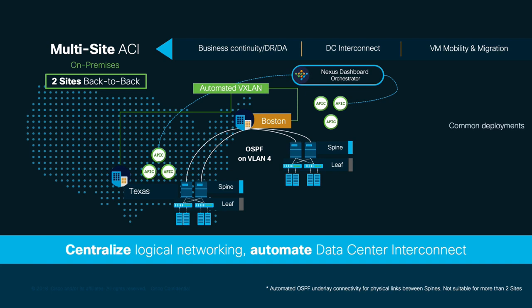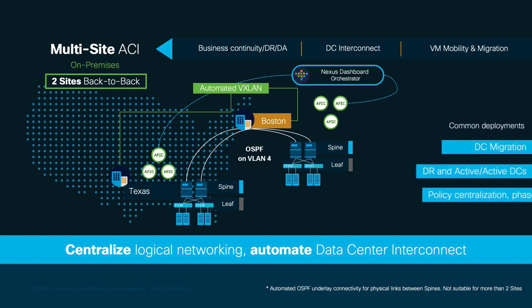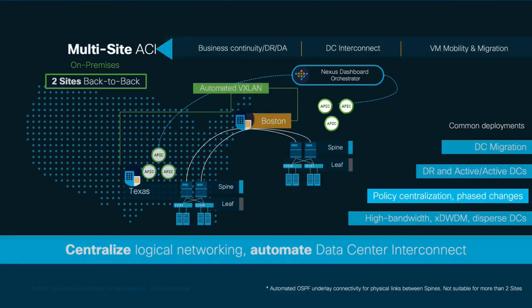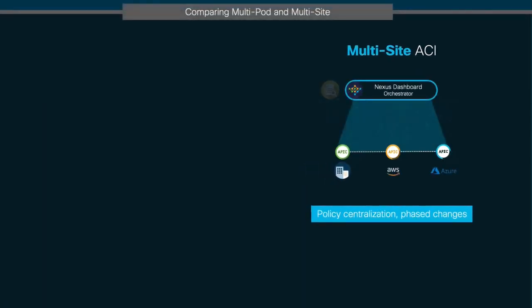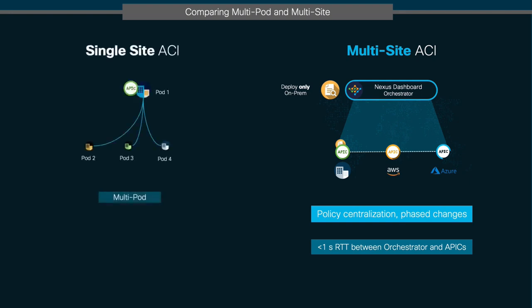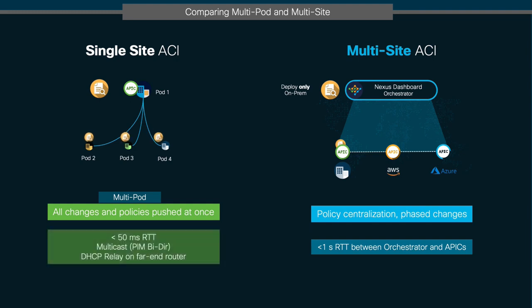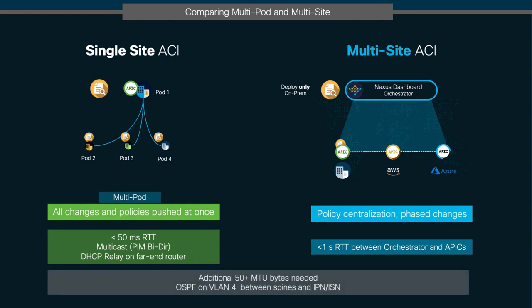This is very useful for data center migration, VM mobility, and active-active or active-standby deployments where high bandwidth implementations are a must. Another advantage this and any other multi-site implementation brings is that we can centralize the logical network configuration where policies are defined, and then push those changes to each site in different phases if we'd like, providing more control. This behavior is different from multi-pod, where all the tenants, EPGs, and contracts you create and change are pushed at once, since all your pods and remote leaf nodes are under a single APIC or APIC cluster.